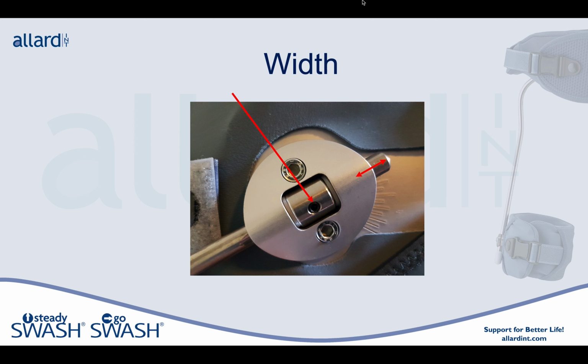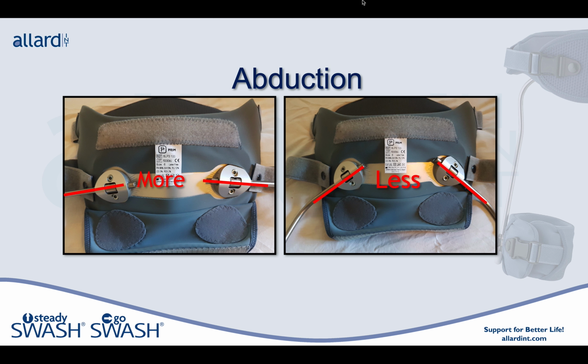SWASH is a variable abduction orthosis, but I also like to think of it as an adductor blocker. I do my benchmark settings so that when I start off manually adducting the orthosis, I have 1 inch of separation at the cuffs. I then put it on the child and I watch them ambulate. If I now have about 3 inches of separation at the knees as they're ambulating, I know I've provided too much resistance and need to give them less.